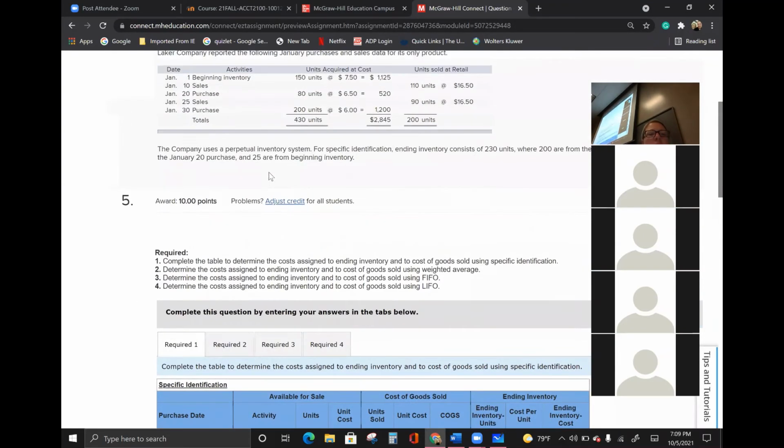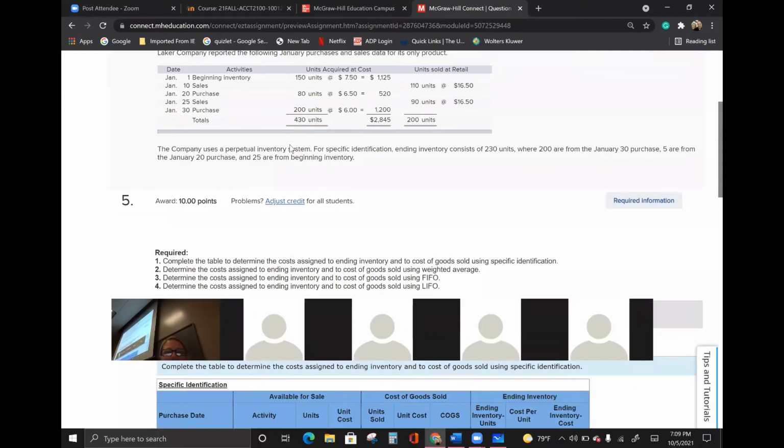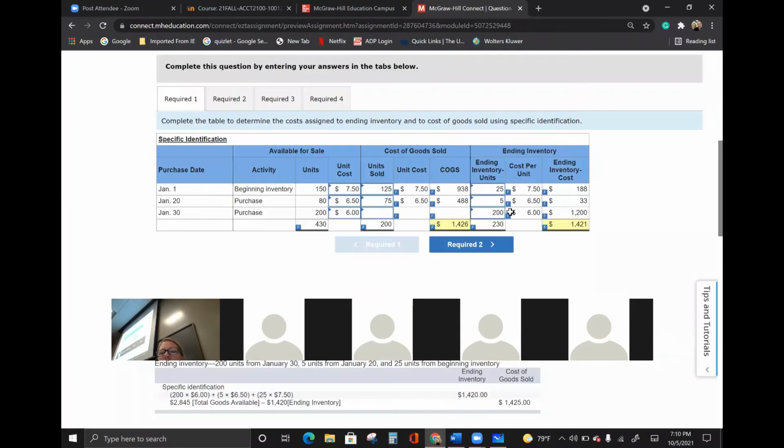So it tells us, that's how I lost everybody last time. Make sure I put it here. The company uses a perpetual inventory system for specific identification. Ending inventory consists of, now it's telling me what I have left in the end. I have 230 units total. 200 are from January 30th. So I'm going to have 200 times the $6. That's going to be my ending inventory. So here's my 200 times my $6, 1,200.